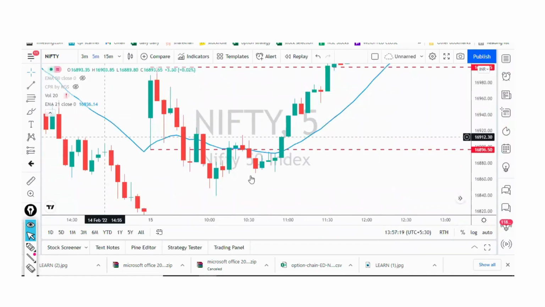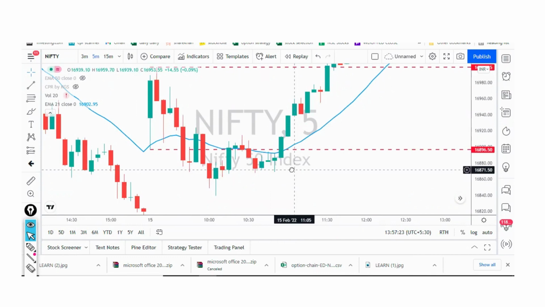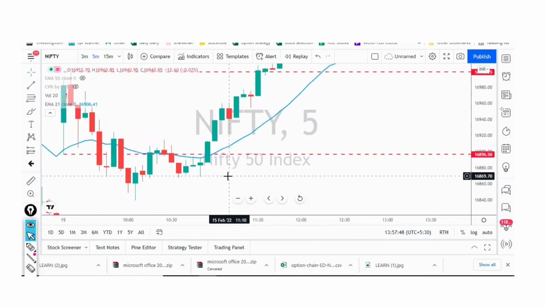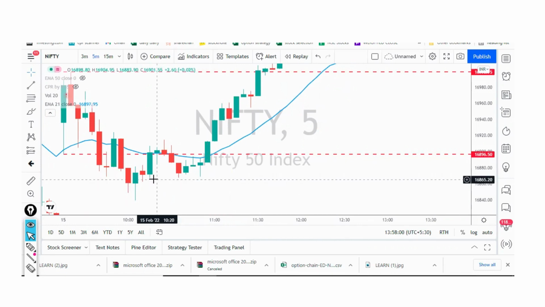Now, next one is this candle. The candle at 10:55. See the range of this candle. The high is 16,913 and low 16,887, 13 plus 13, 26 points. So I can initiate a trade on this candle because the range of this candle is just 26 points. So my first trade of today is at 10:55.